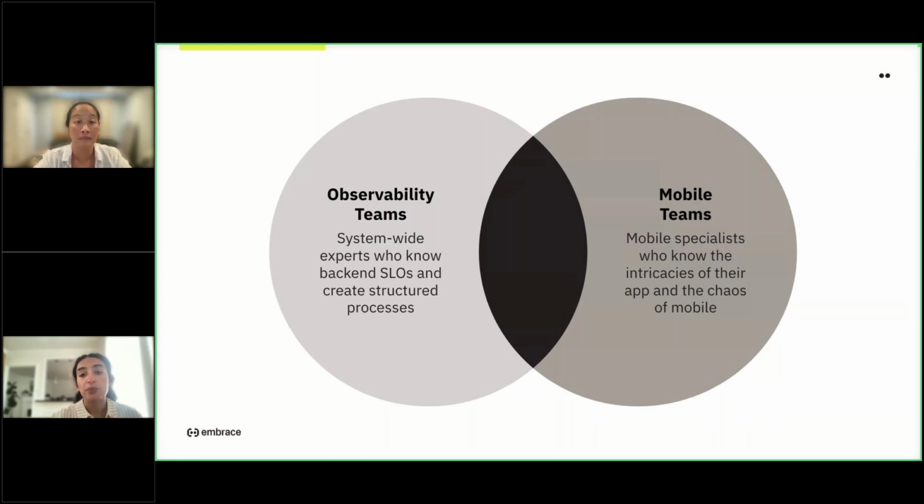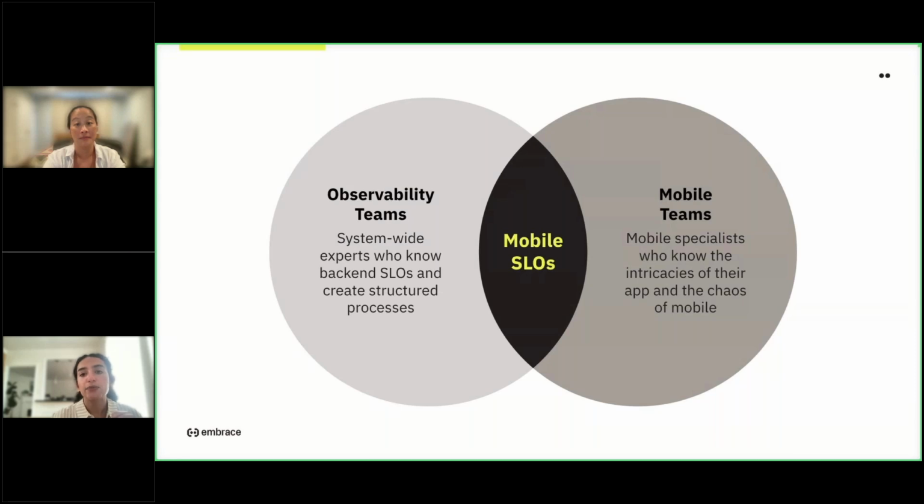Now, on the other hand, we have mobile teams. They understand the chaos that is the mobile environment, the high variability of factors that are introduced by all these different devices, all these different operating systems, different environments and unpredictable user behaviors. They are the mobile experts. They're the ones that are typically fixing an issue when it goes wrong in the app.